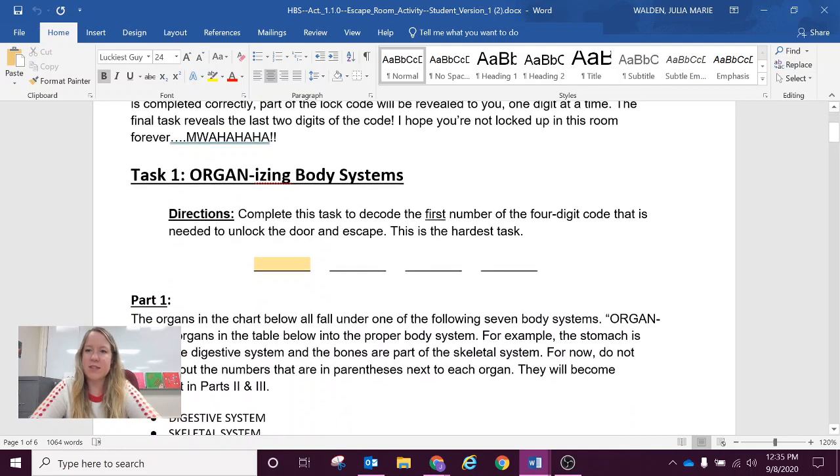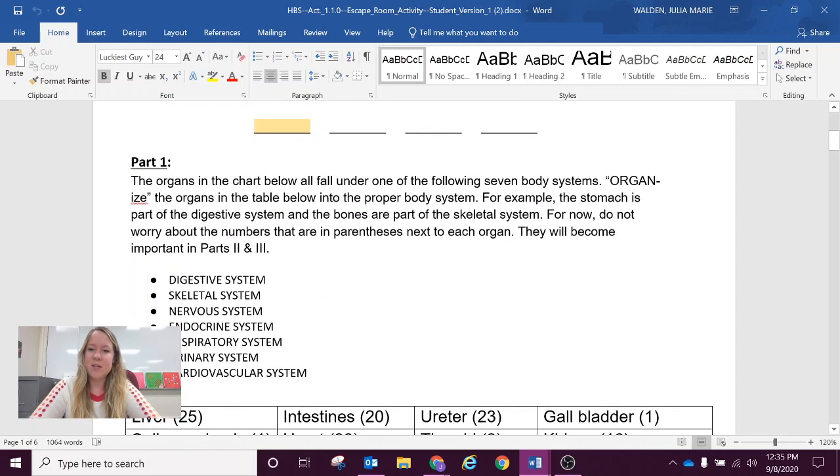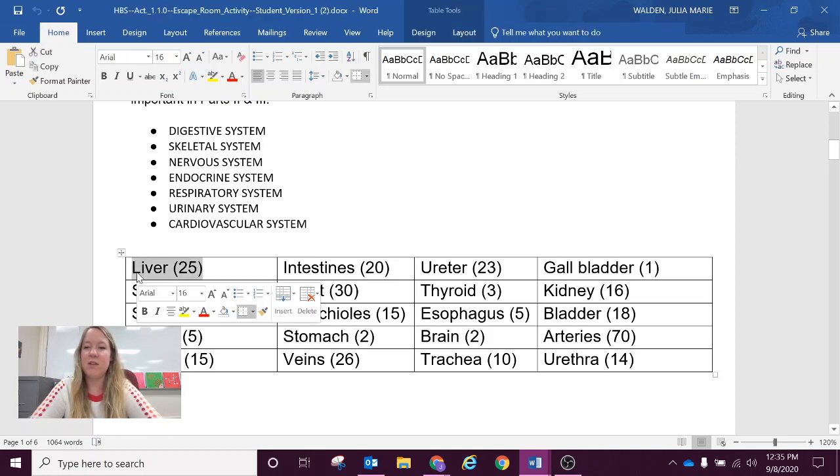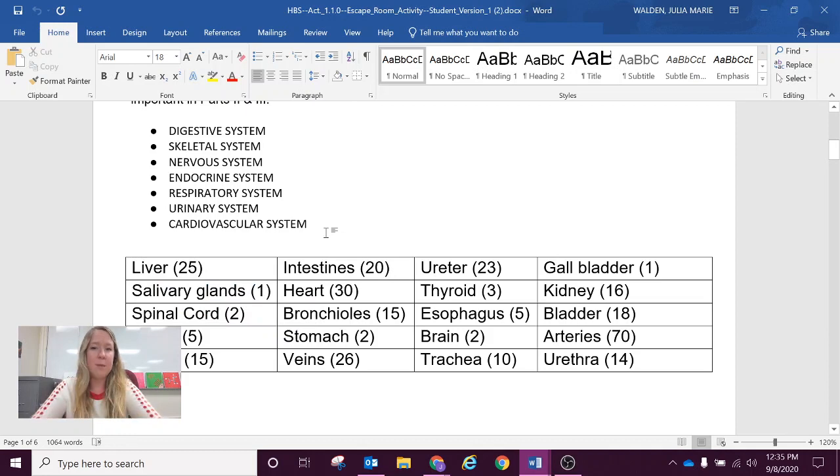The first one is task 1, organizing body systems. I gave you 20 different organs, and your job is to sort them into these 7 different body systems. There are way more than 20 organs, and way more than 7 body systems, but that's what you are working with today. So your job is for each of these to figure out which body system it's a part of. We're going to start with the liver. If you look it up, you will find that it's in the digestive system.